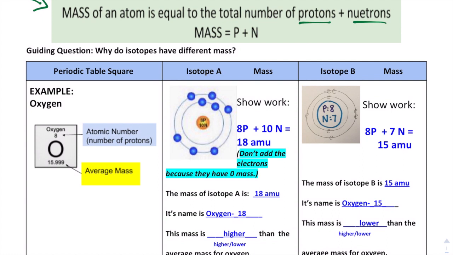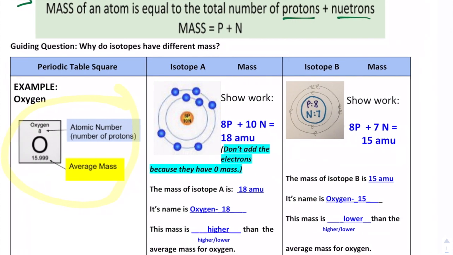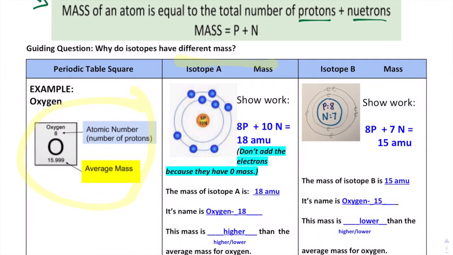Oxygen, we see a periodic table square here. And remember that the atomic number tells us the number of protons. And then on the table, we also see the average mass. But we don't want to use the average. We want to find the mass of a certain isotope of one atom. So looking over here, isotope A, we're going to find the mass. So I see in the nucleus here 8 protons and 10 neutrons.